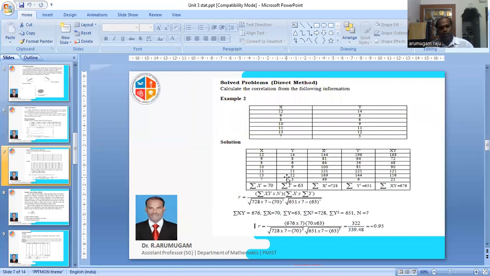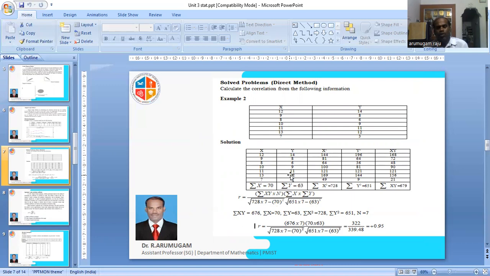The next one is some example problems to solve the correlation coefficient by using Pearson's method. The general formula is correlation coefficient r equals covariance of x, y divided by the square root of sigma x square into sigma y square, that is, sigma x times sigma y.